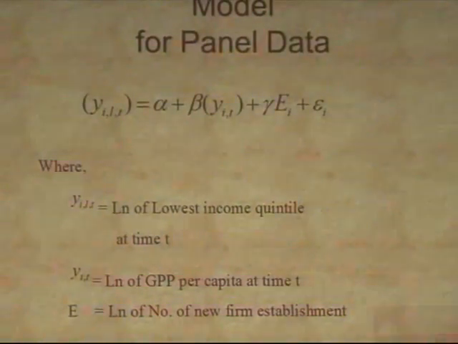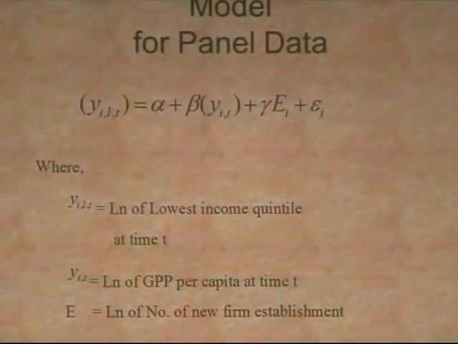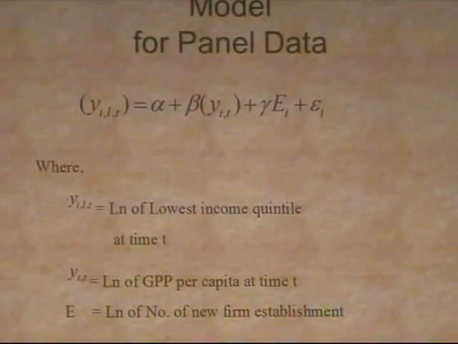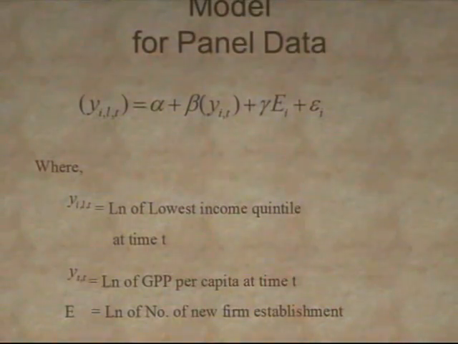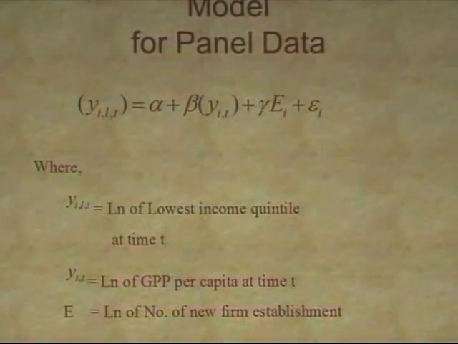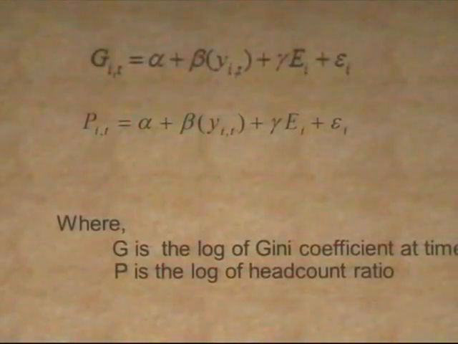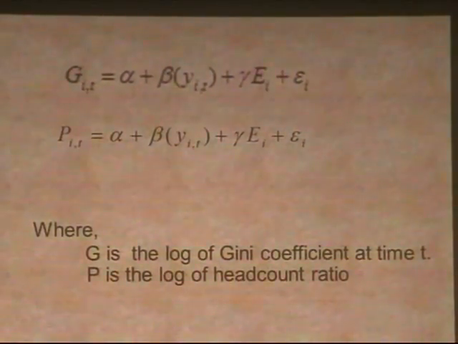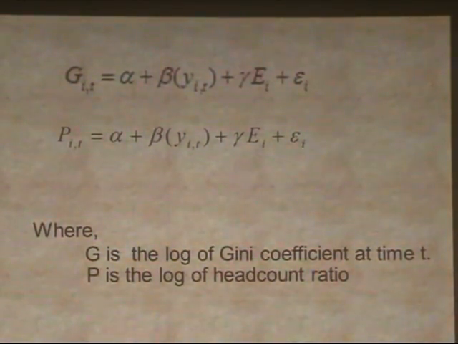So YIL is log of lowest income quintile at time T. YIT is log of GPP. GPP means gross provincial product. And E is log of number of new firm establishment. The first one is the model for measuring the impact of entrepreneurship on income of the poor. And the second model, it's maybe not clear, measures the effect of entrepreneurship on Gini coefficient. And the last one, entrepreneurship on number of poverty.